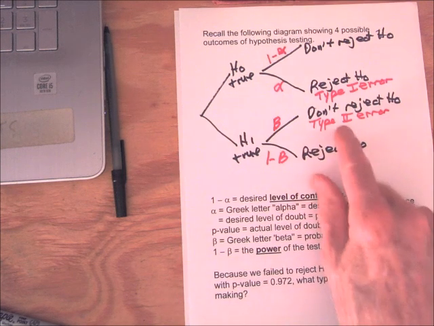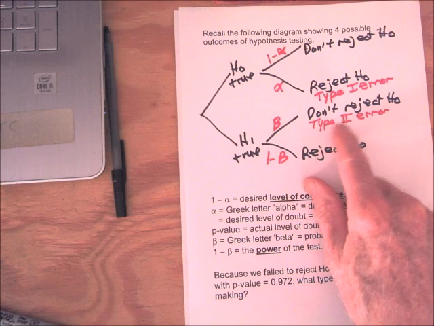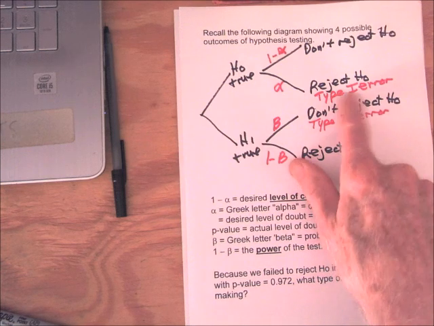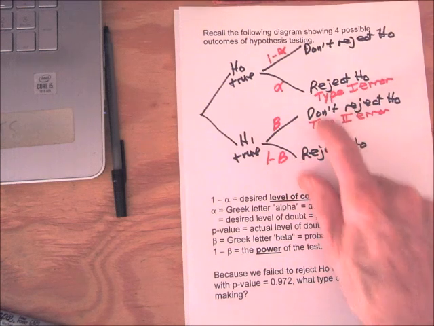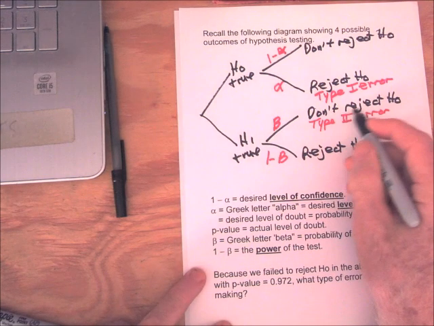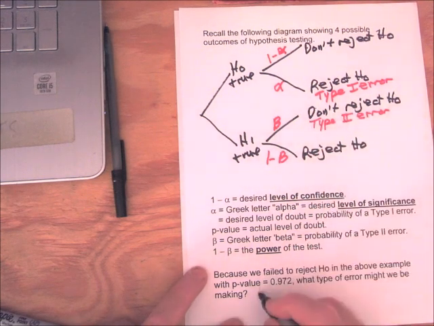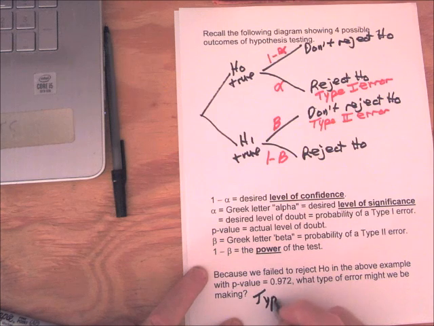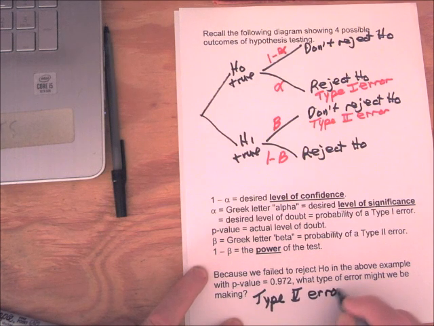So if you fail to reject H0, you're always taking a chance of a type 2 error. If you reject H0, you're taking a chance of a type 1 error. But here we fail to reject H0, so we take a chance of a type 2 error. So it's possible we made a type 2 error. Okay.